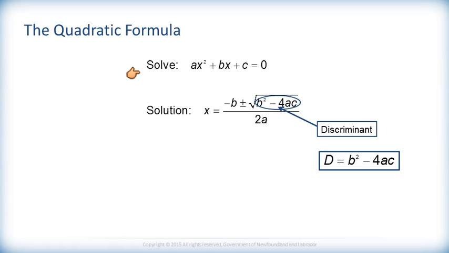The quadratic formula is applied to a quadratic equation in this form: ax squared plus bx plus c equals 0. Here's the quadratic formula. The discriminant is the part that occurs under the square root sign, the b squared minus 4ac. So d equals b squared minus 4ac is the discriminant portion of the quadratic formula.